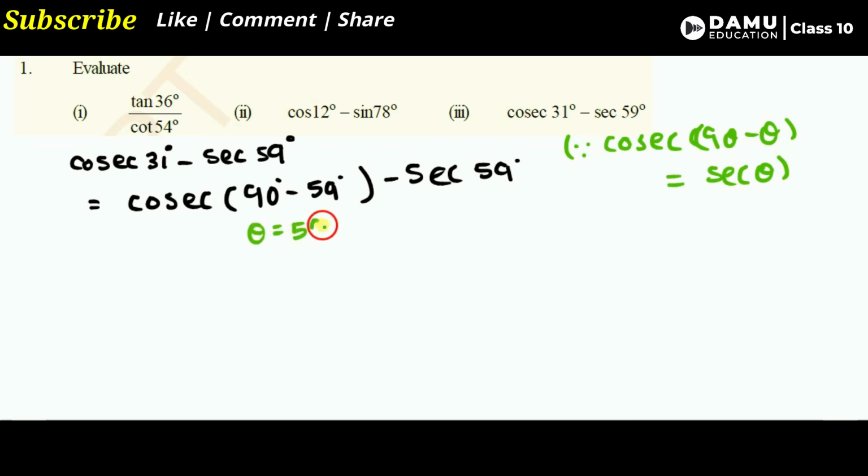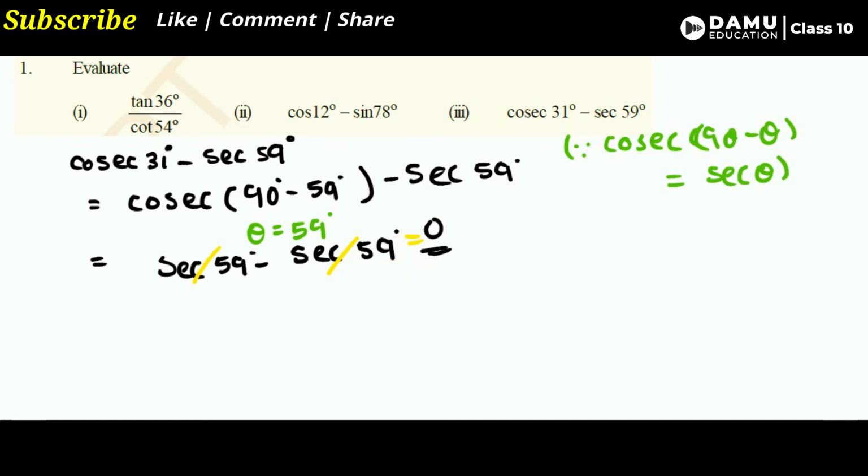Theta will be equal to 59 degrees. Let's write this one: cosecant of 90 minus 59, we will get secant 59 degrees, minus secant 59 degrees. Let's cancel both values. Then what value do we get? The value will be equal to 0. So this is the value.